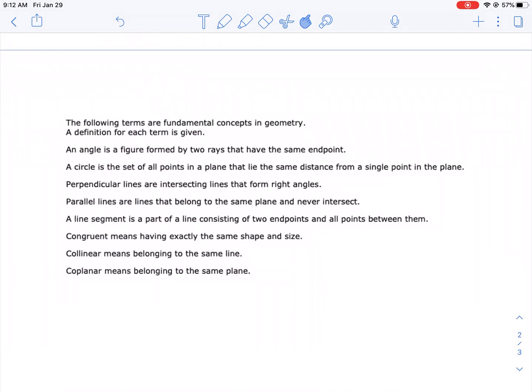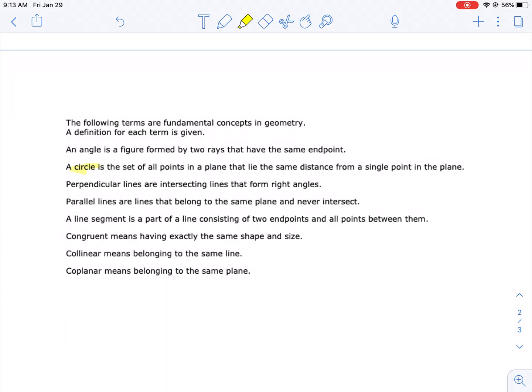Now here's some vocabulary terms you need to know. They're not necessarily on one particular problem, but you need to know these. The definition is a formal definition, gives you what the problem is. An angle is formed by two radii from the same endpoint. A circle is a set of all points in a plane that are the same distance from a single point.